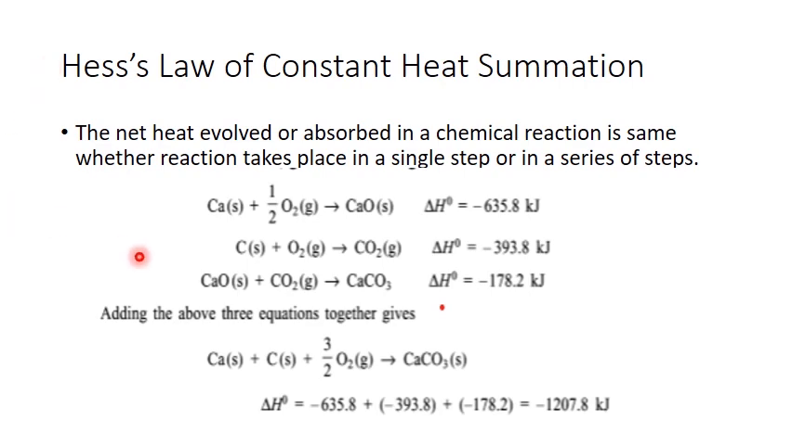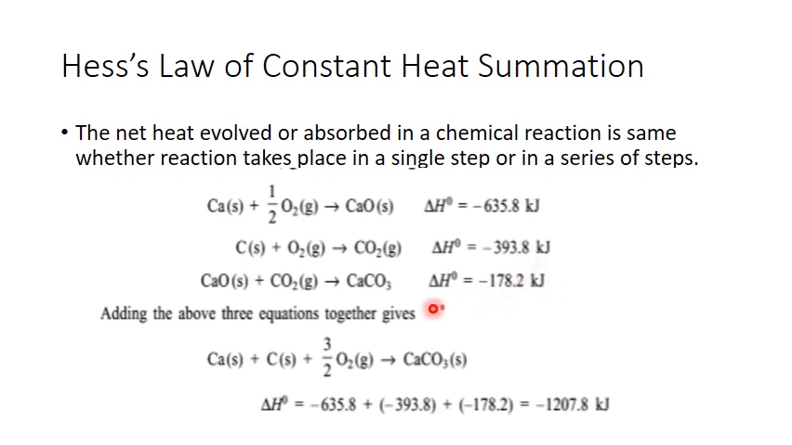So let us take an example for Hess's law. Calcium plus oxygen gives CaO. For the first reaction, delta H naught equals minus 635.8 kilojoule, the second reaction has delta H naught equal to minus 393.8 kilojoule, and the third reaction is minus 178.2 kilojoule.